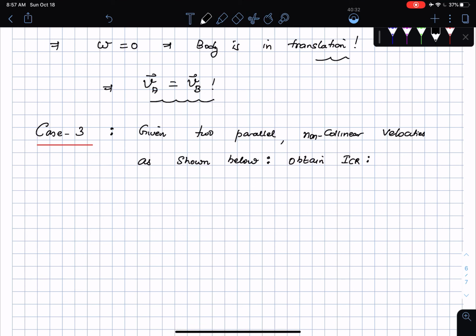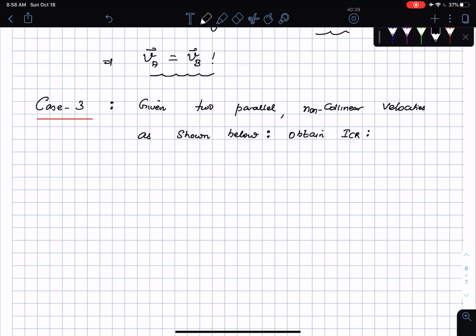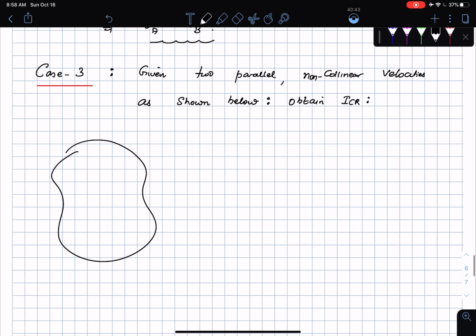So what am I going to do in this particular case? Let's see. Here, these two velocities are along the same line. I mean, the two points are along the same line. The important difference between the previous case and this case is that the points where I'm given the velocities are on the same line if I join them together. I'm going to show that in a second.